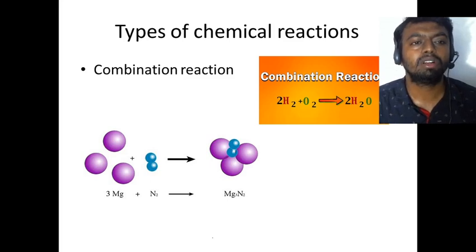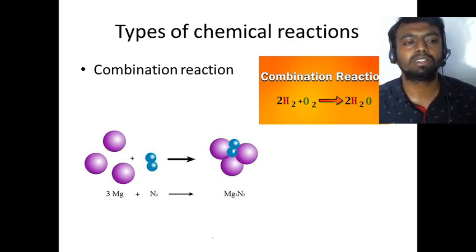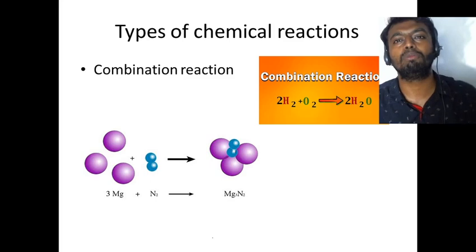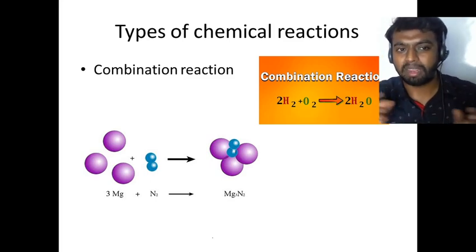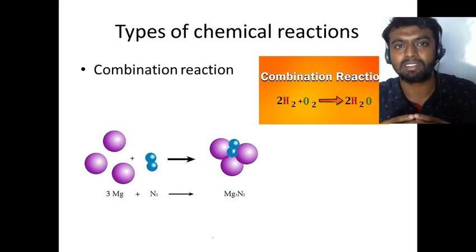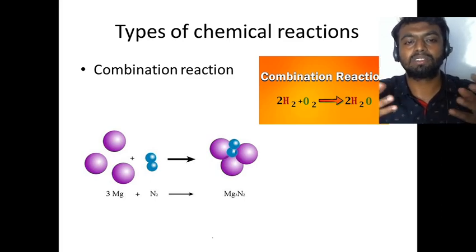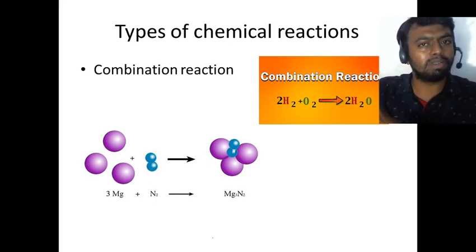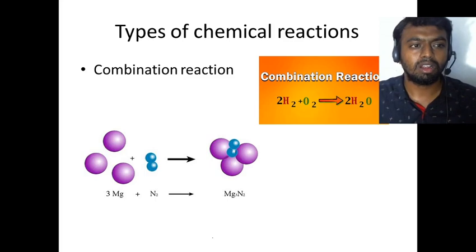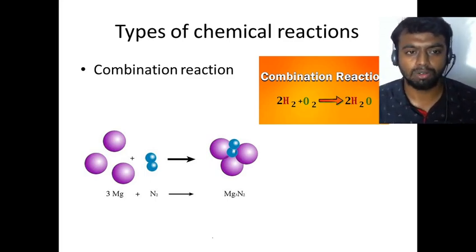We have 5 important types of chemical reactions. In that, the first one is the combination reaction. The name itself is telling: combine. Two simple substances will combine to give a complex substance. That's what a chemical combination reaction will tell you. You can see an example.